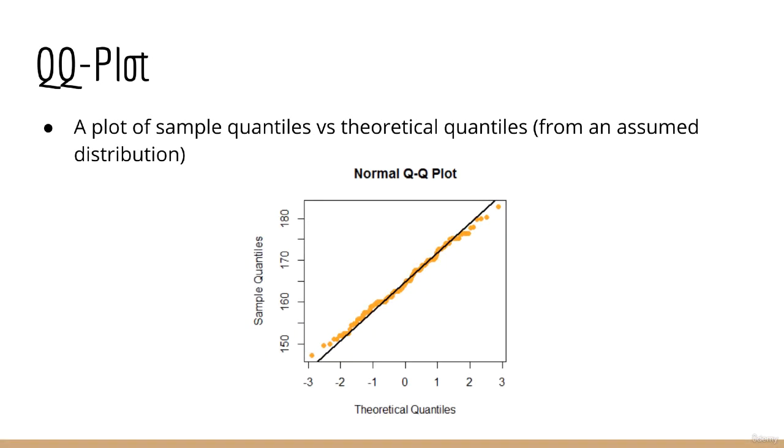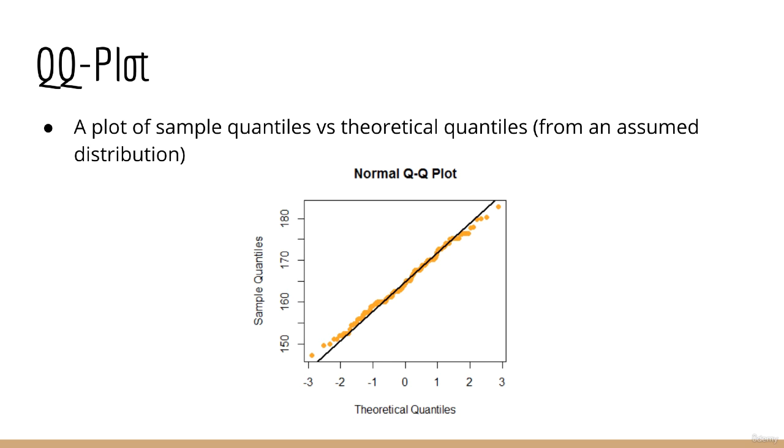So what is a quantile-quantile plot? A quantile-quantile plot is a plot where on one axis, we plot the sample quantiles, and on the other axis, we plot the theoretical quantiles from the distribution that we think our data was sampled from. The basic idea is, if the data really did come from this theoretical distribution, then the points on the QQ plot should be nearly a straight line.